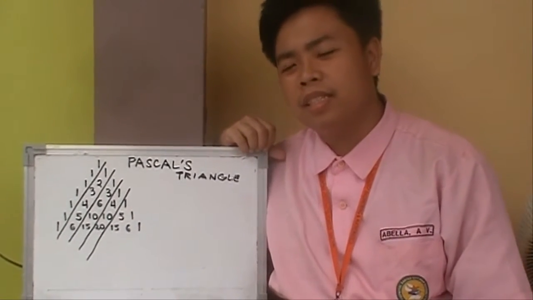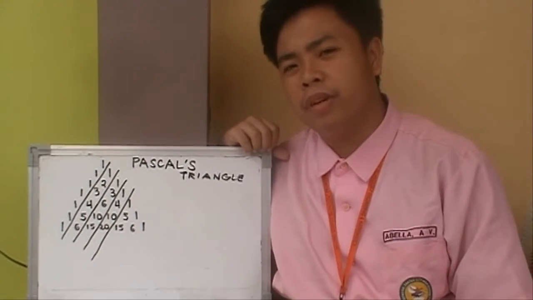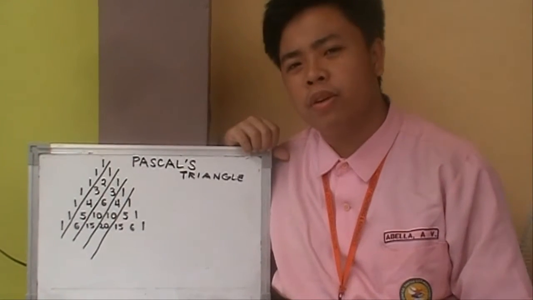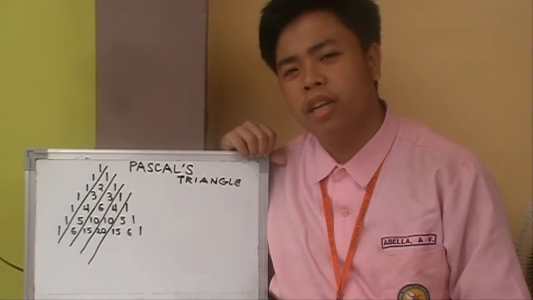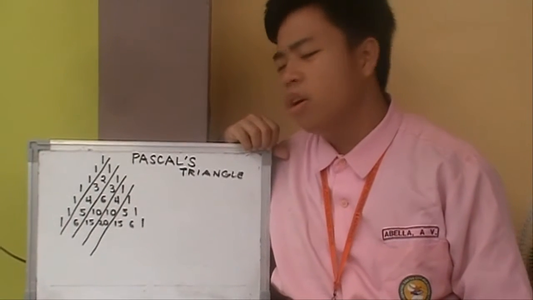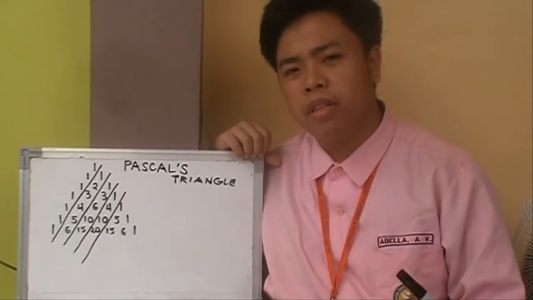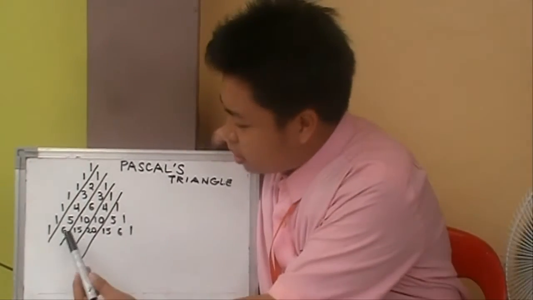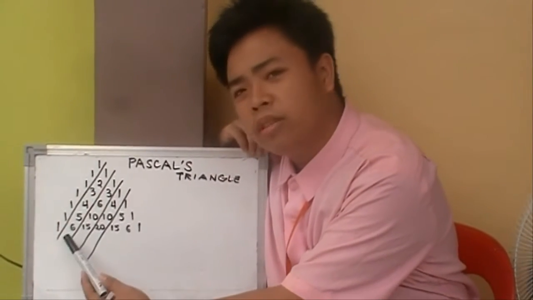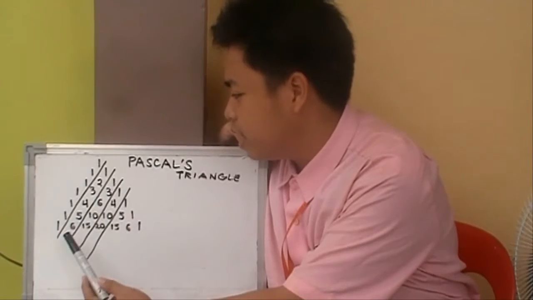Pascal's Triangle is a triangular array of numbers in which the ends of the rows are 1 and each of the others is the sum of the two nearest numbers above it. This drawn right here is an example of a Pascal's Triangle.